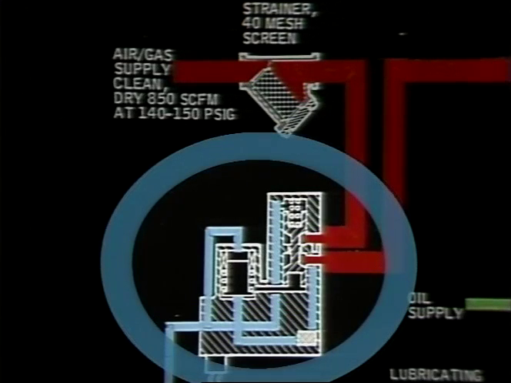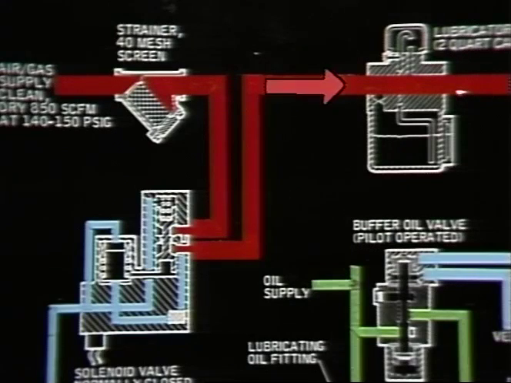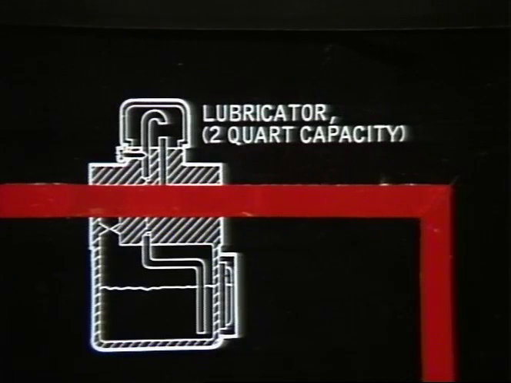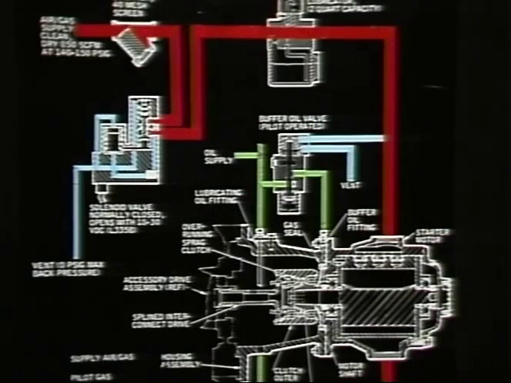Once the gas passes through the 40 mesh strainer, it will next encounter the starter motor shutoff valve. This is a normally closed solenoid operated valve that opens when signaled by the control system. Once the shutoff valve has opened, the gas will flow on to the lubricator. The 2-quart lubricator supplies 60 drops per minute of oil to the starter motor. This 60 drops of oil is going to supply the starter vanes with sufficient lubrication to prevent undue friction or even sticking of the starter during operation.